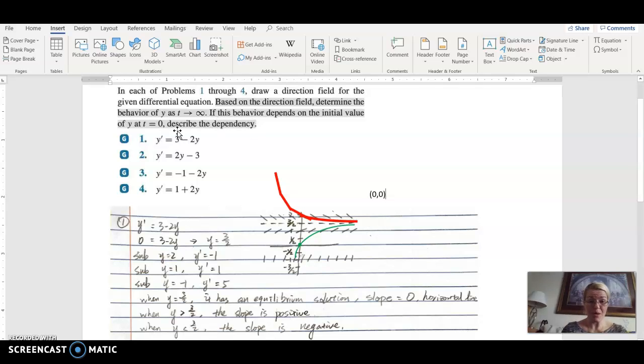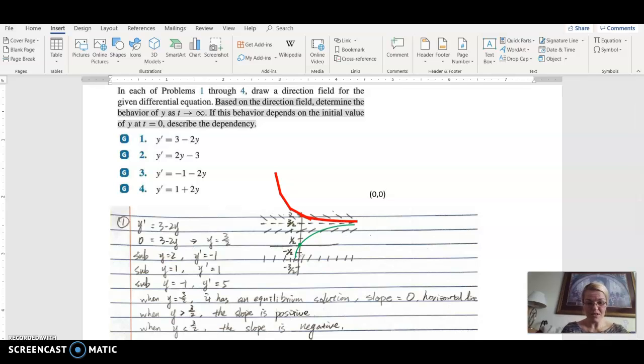So for number 1, determine the behavior of y as t goes to infinity. Well, it doesn't matter if you start above or below. As t goes to infinity, as you piece all your little tangent line slopes together to draw your curve of what a potential y solution is, those will all, no matter what y actually is, y will tend towards 3/2, towards the equilibrium equation, which is why this equilibrium solution is called stable.